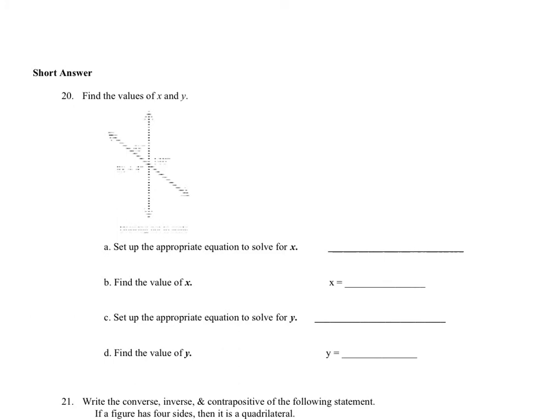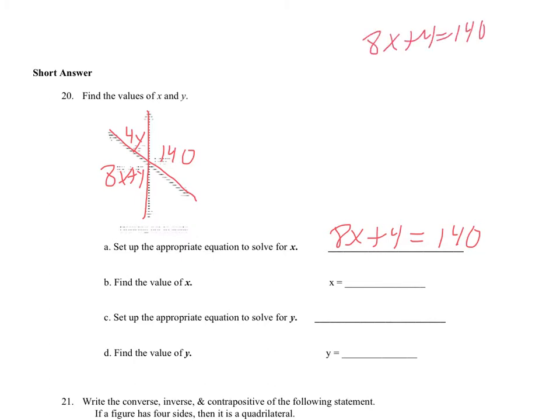Okay, this one, hard to read. Let's go ahead and just rewrite that. We've got 4y here, we've got 140 here, and you've seen this problem before, 8x plus 4. We're going to set up the appropriate equation to solve for x. Well, 8x plus 4 is vertical to the angle that's 140 degrees, which means that they are equal. Then we'll solve for x. So 8x plus 4 equals 140. Subtract 4 from both sides. Divide by 8. And x equals 17.